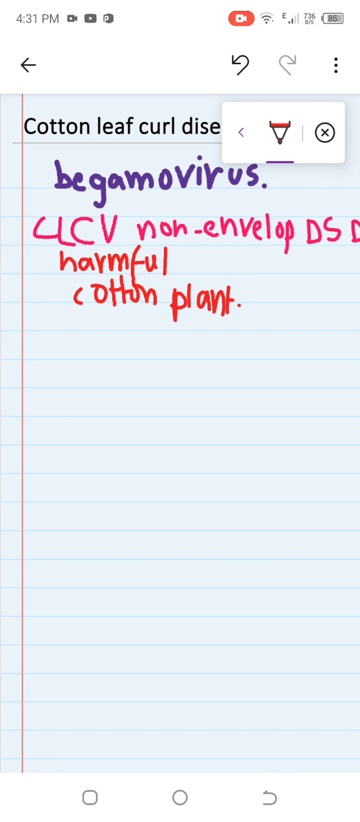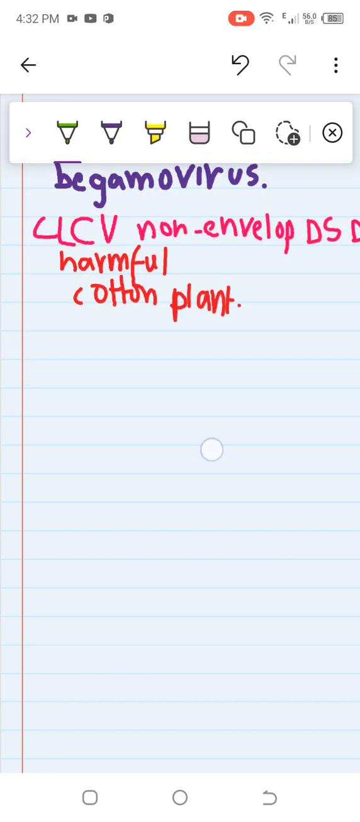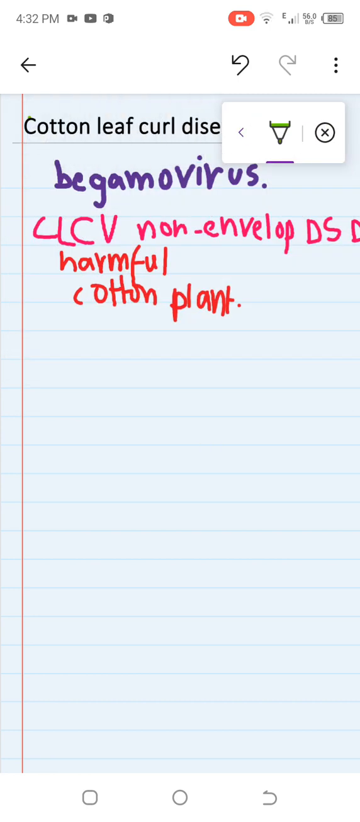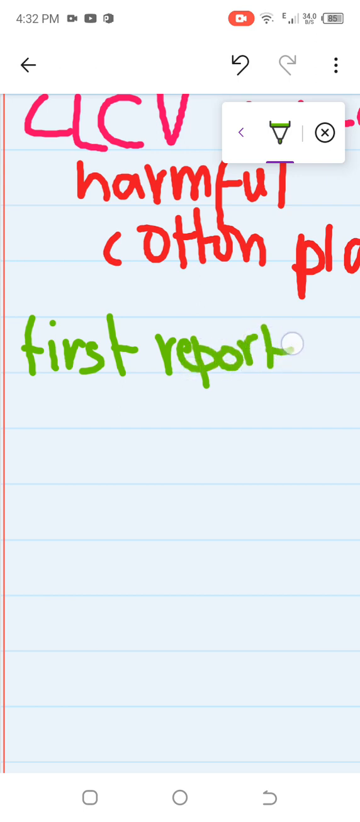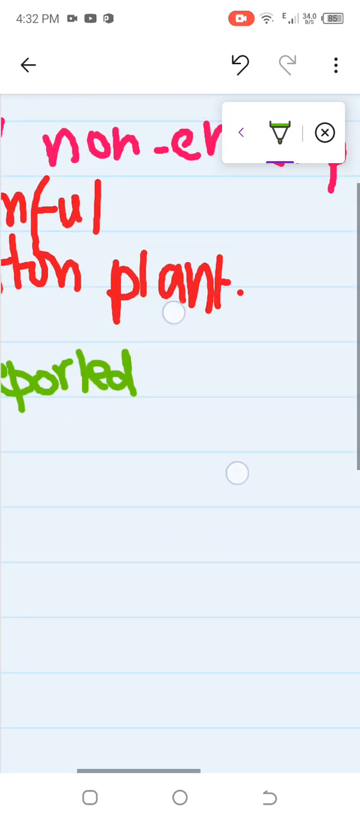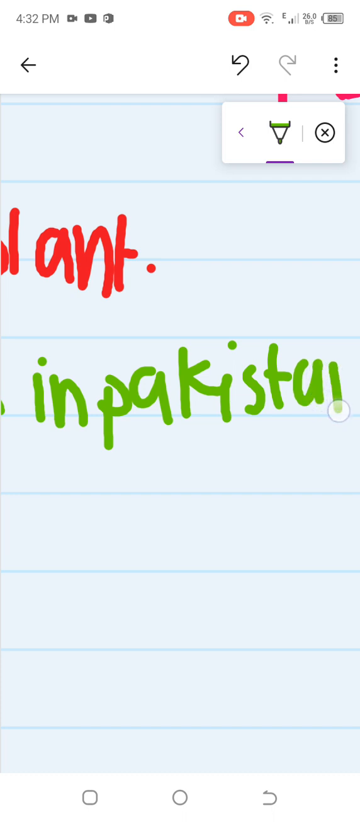Okay, so now this disease was first reported in Pakistan in 1967.